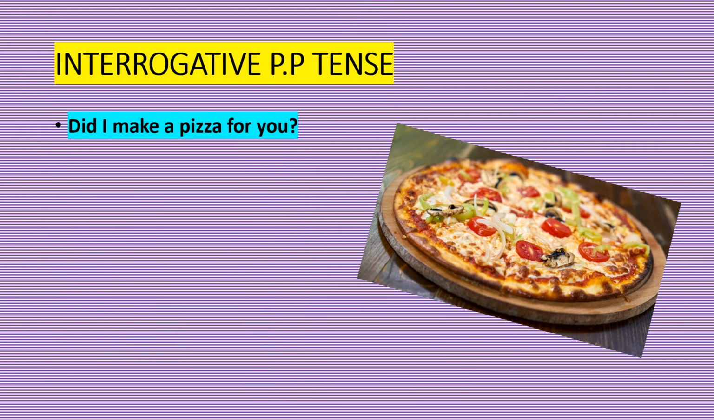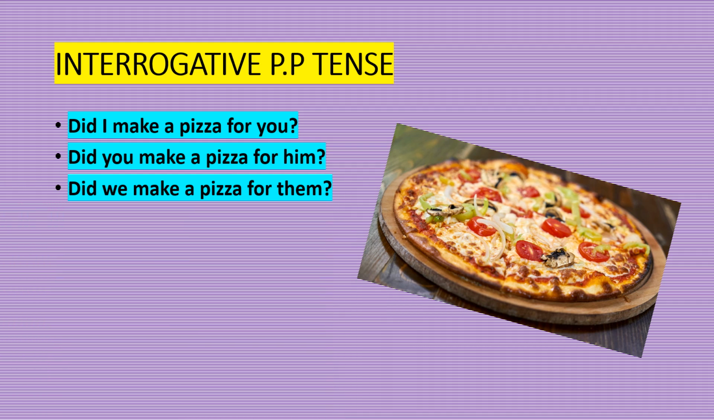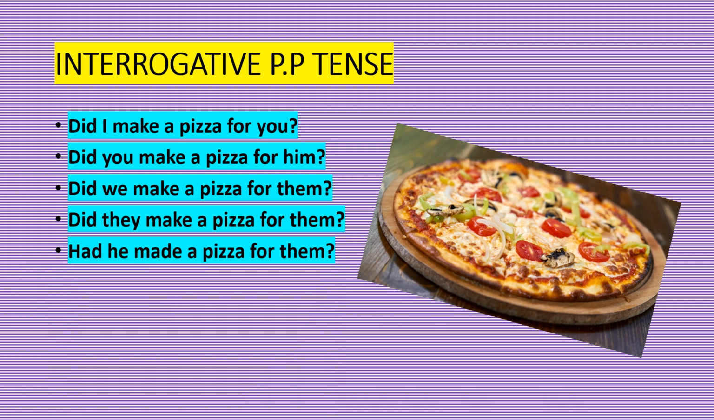The interrogative, did I make a pizza for you? Did you make a pizza for him? Did we make a pizza for them? Did they make a pizza for them? Had he made a pizza for them? Had she made a pizza for them?